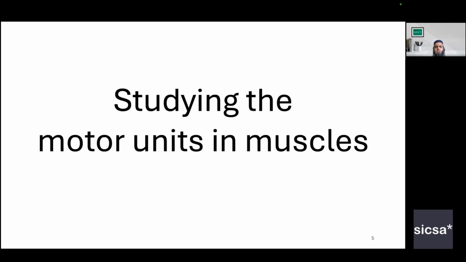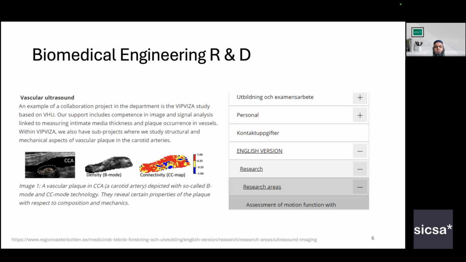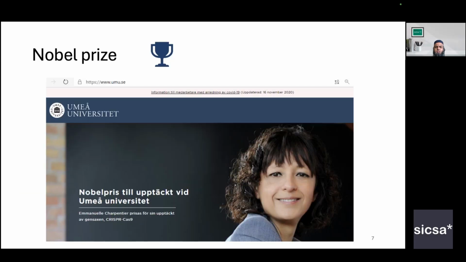Okay, so the first topic that we are going to talk about is the segmentation and studying of motor units in human muscles. And this was a project that I undertook at Umea University in Sweden.